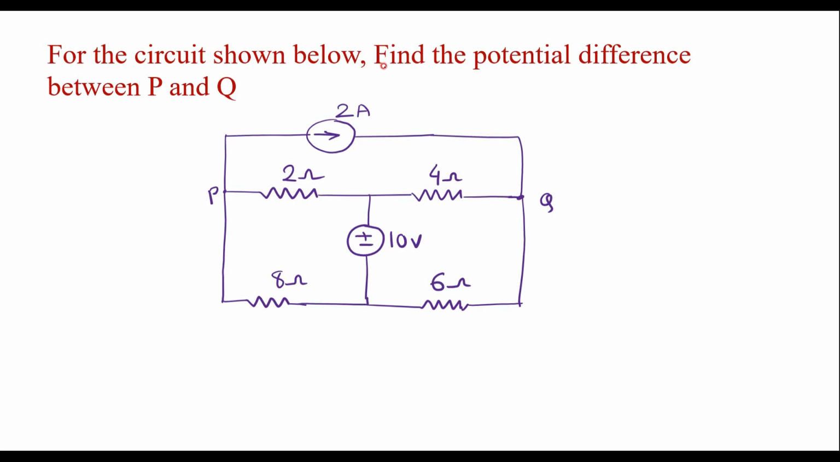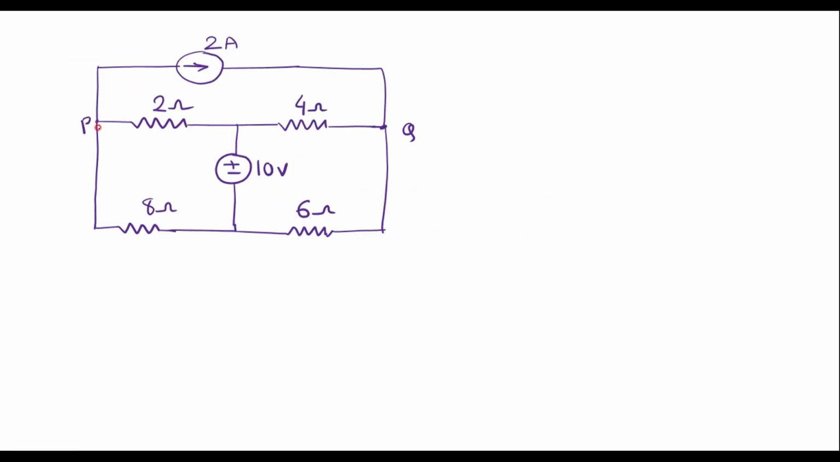For the circuit shown below, find the potential difference between P and Q. This is the given circuit. Here we are supposed to find the potential difference between node P and node Q. Let me redraw the circuit. So this is the given circuit.